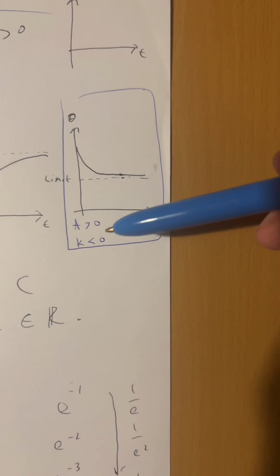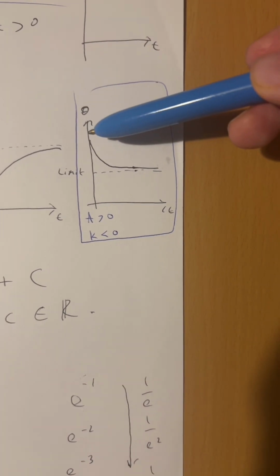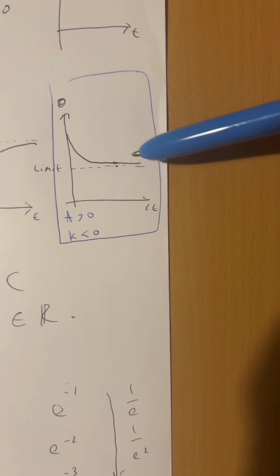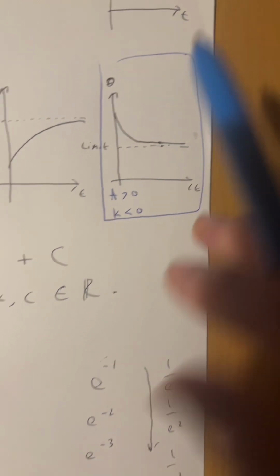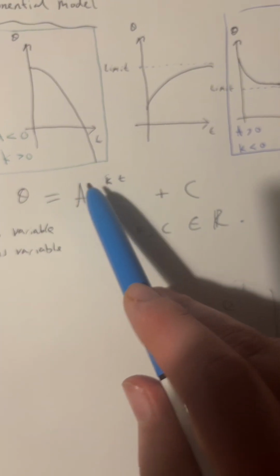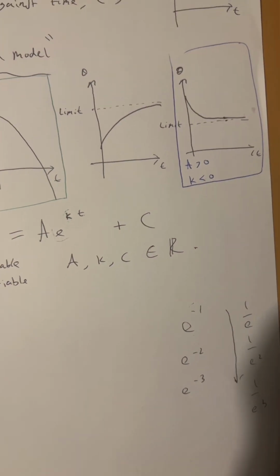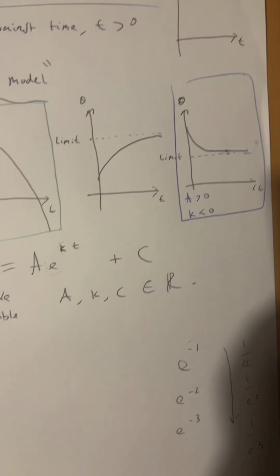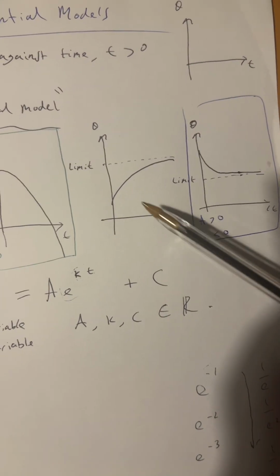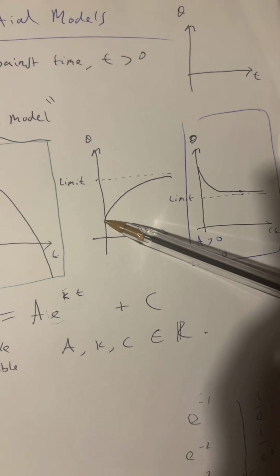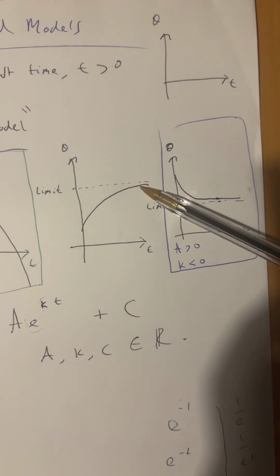So if A is positive, K is negative, you're going to have a decaying curve that decays to a limit. So kind of like, again, like I said before, a cup of tea, you would have a kind of model where that A is positive, but the K is a negative value. So of course that leaves us with the last option. This option is where both A and K are negative values. So you kind of have like an increasing curve that's leveling off to this limit.